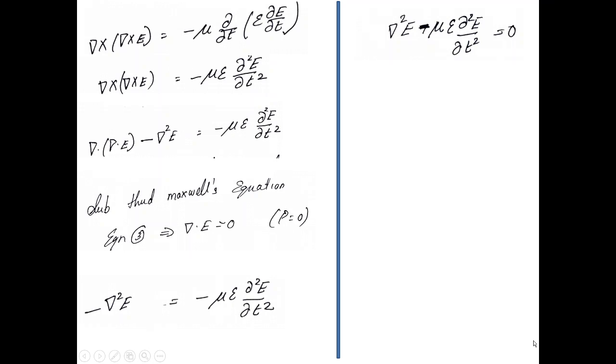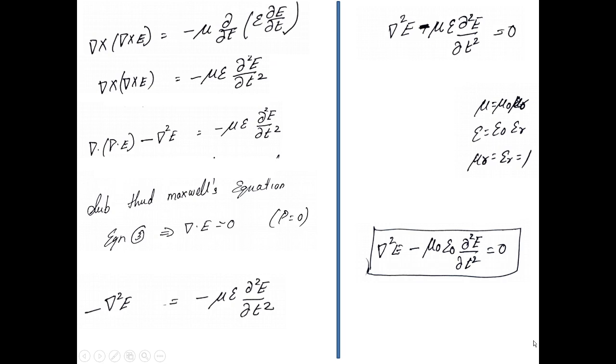After that, take the RHS term to the LHS. You will get del square E minus epsilon mu dou square E divided by dou T square is equal to 0. And in free space, epsilon R is equal to 1 and mu R is equal to 1. That is a condition for free space. So mu is equal to mu naught into mu R. Epsilon is equal to epsilon naught into epsilon R. Substitute mu R and epsilon R is equal to 1. You will get mu can be replaced by mu naught and epsilon can be replaced by epsilon naught.